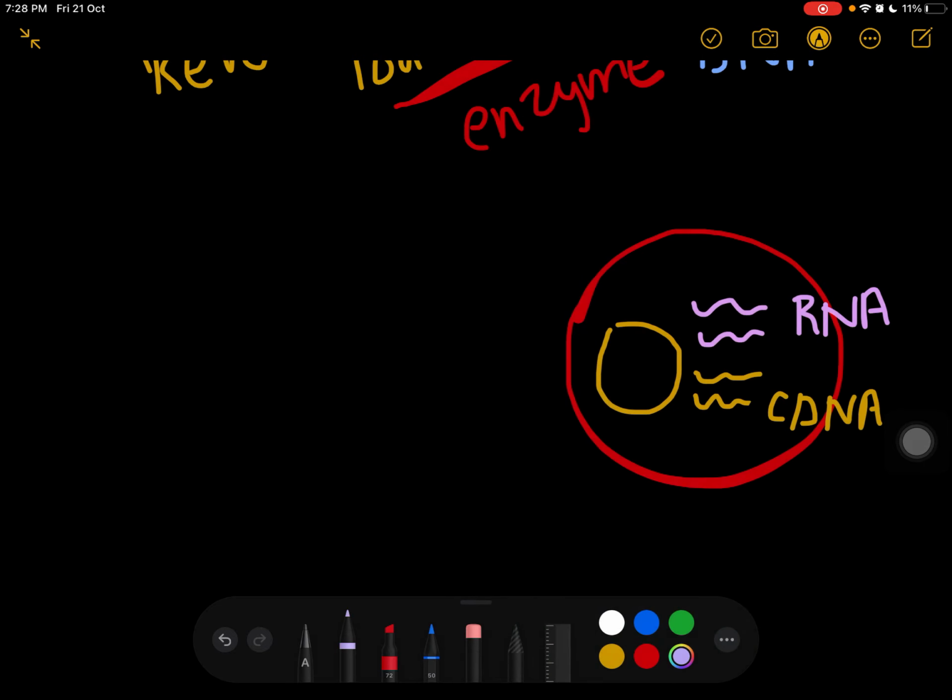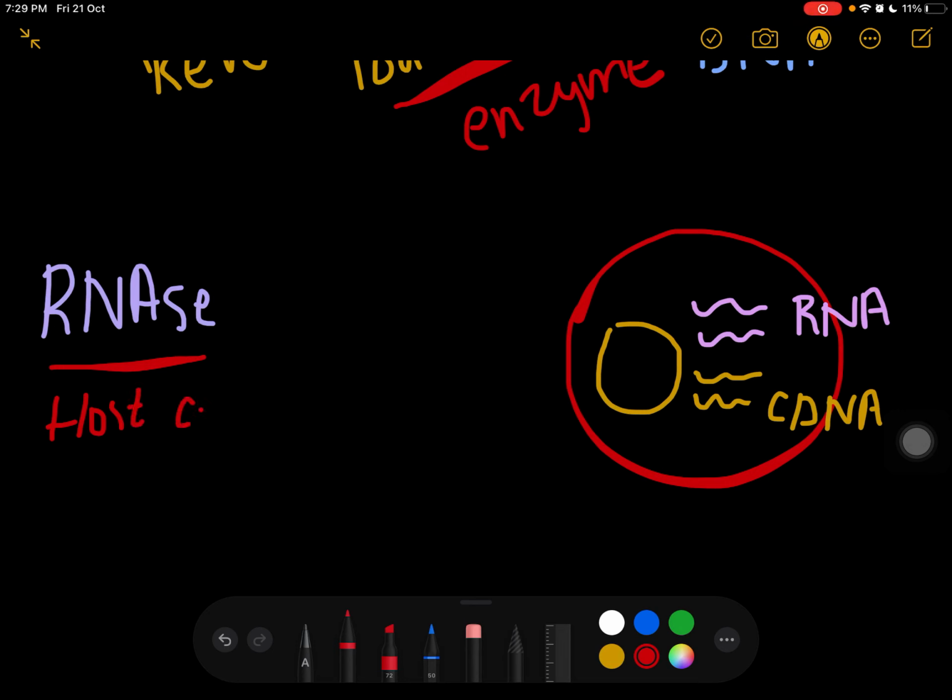There is another enzyme. This enzyme is of the host cell. So basically HIV uses its own enzymes, which are protease, integrase, and reverse transcriptase. But here the enzyme used is RNAse, right? This is the host cell's enzyme. This is not HIV's enzyme.